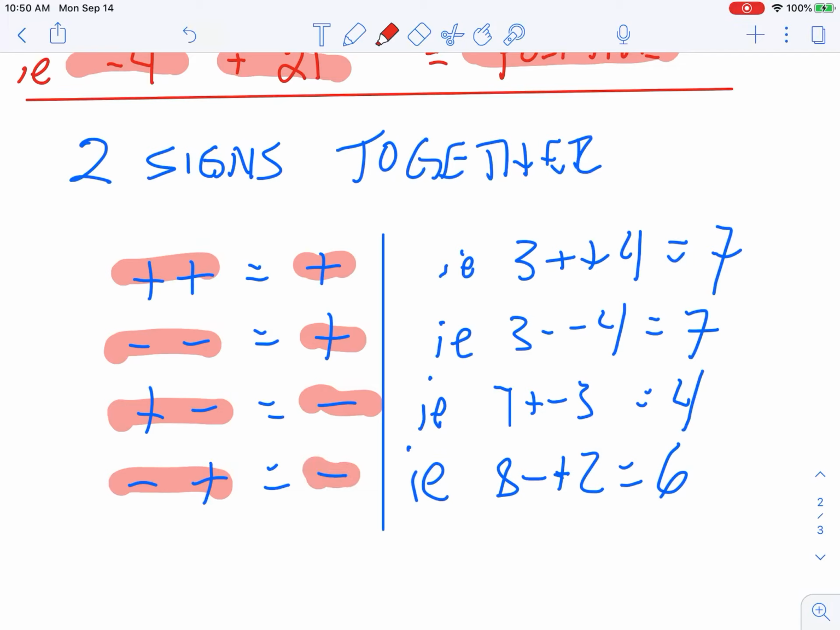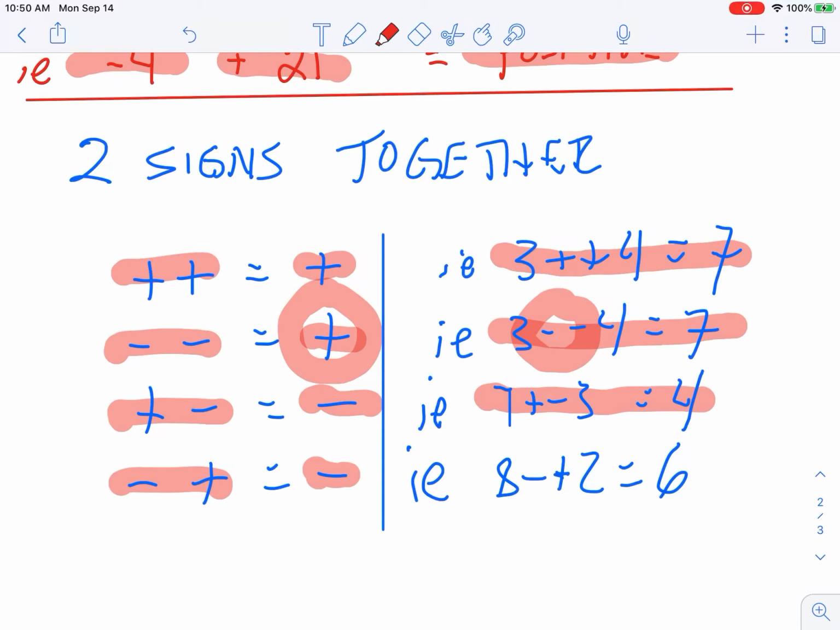So let's say, for example, if you have 3 plus positive 4, the answer would be positive 7. If you have 3 subtract negative 4, the answer would be 7, because subtracting a negative means adding. If you have 7 plus negative 3, that gives you 4, because adding a negative means subtract. If you have 8 take away 2, that's 6, and you already know that.